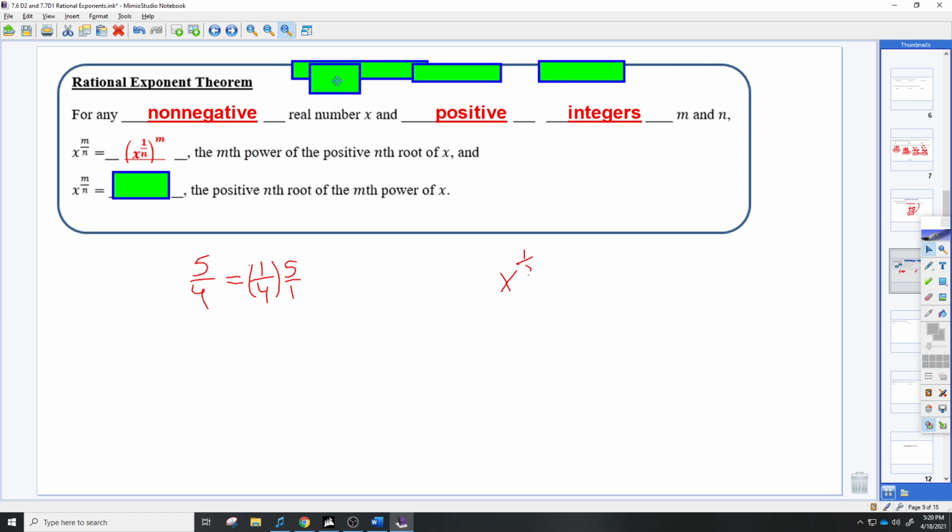So that's one option, and probably the most important one that we're going to do. They call it the nth power of the positive nth root of x. Not that you need to know the words here, just this property and how it works. So these are the same thing, and you're allowed to do that.